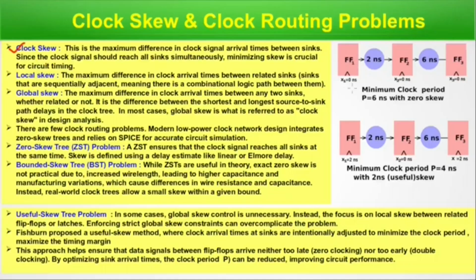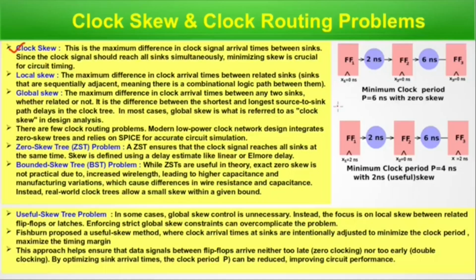Usually there is a clock, a sequential block, and then some combinational blocks, so it takes some time to travel. So local skew is the maximum difference in clock arrival times between related sinks, that is, sinks that are sequentially adjacent, meaning there is a combinational logic path between them. And now global skew, the maximum difference in clock arrival times between any two sinks, whether related or not. It is the difference between the shortest and longest source to sink path delays in the clock tree. In most cases, global skew is what is referred to as clock skew in design analysis.